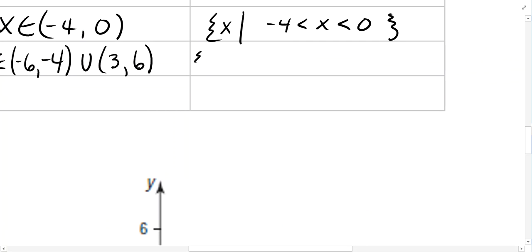With set notation, we might say something like this: the set of all x's such that negative 6 is less than x, which is less than negative 4, and 3 less than x less than 6.